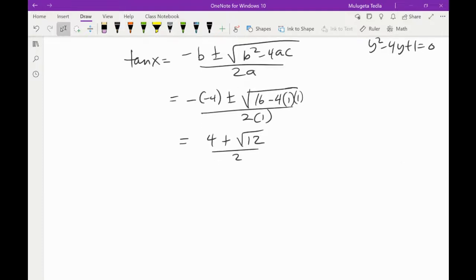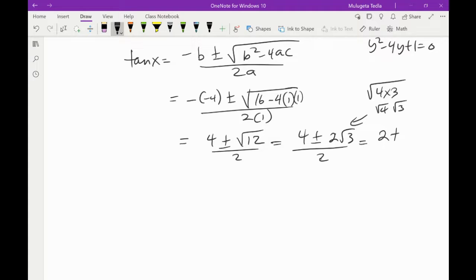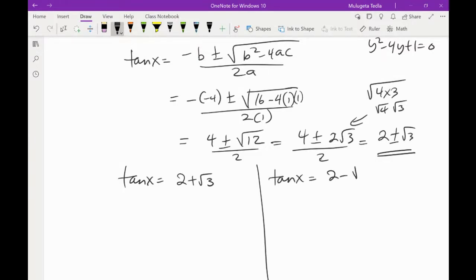So far, okay? You can do even better: 4 plus or minus the root of 12. The root of 12 is root of 4 times 3, which is root 4 times root 3, equal to 2 root 3, over 2. Then you can reduce 4 over 2 by 2. The 2's cancel, plus or minus root 3. That's what it is. So tan x equals 2 plus root 3 is one case, and tan x equals 2 minus root 3 is another case. You have to solve these two cases.